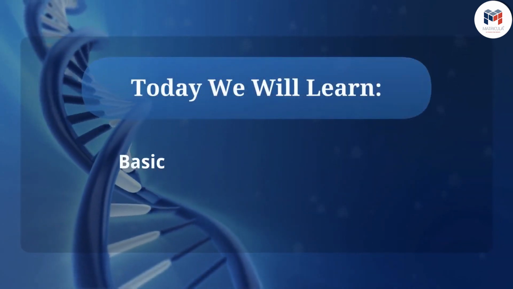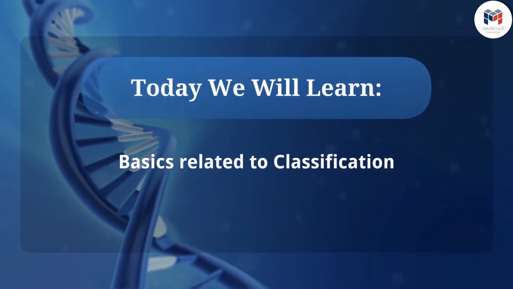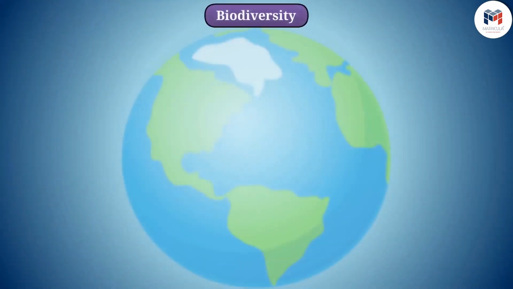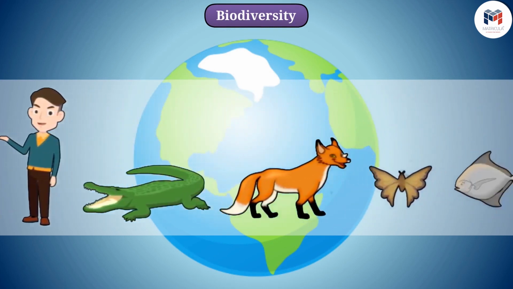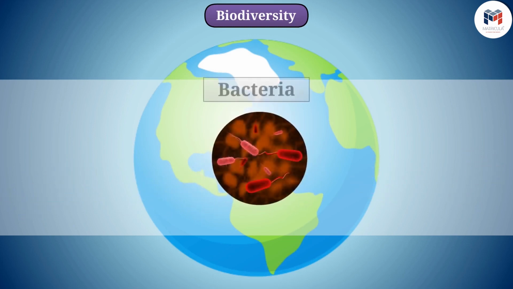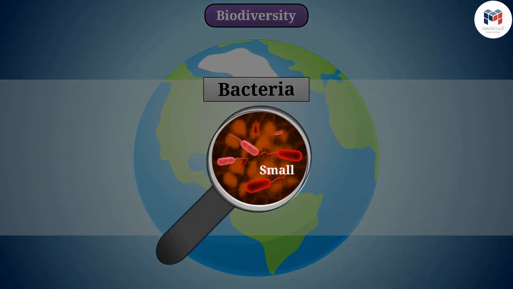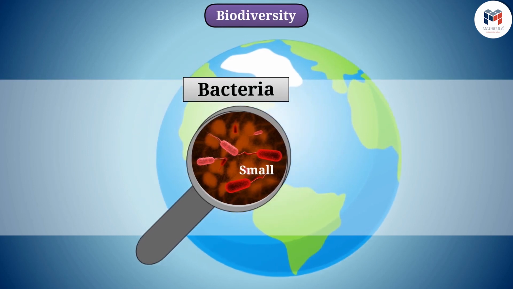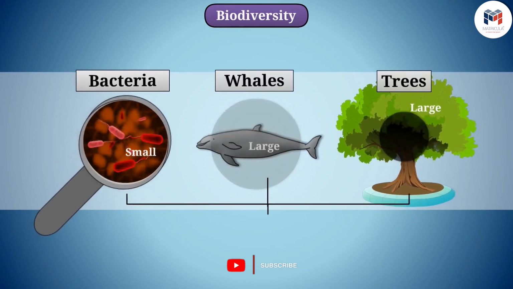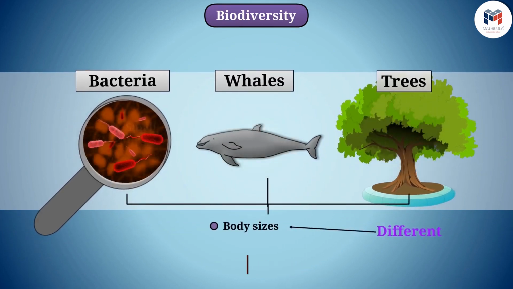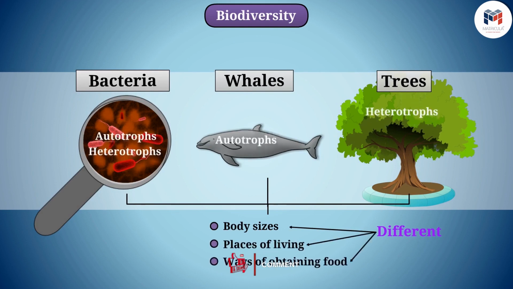Today we will learn some basics related to classification. Many organisms are found on Earth. All are different from each other in some form or the other. Some organisms, such as bacteria, are so small that it is necessary to use a microscope to see them, while some organisms, such as whales and trees, are very large. Different organisms have different body sizes, places of living, ways of obtaining food, etc. In this way, the creatures on Earth are full of variations.